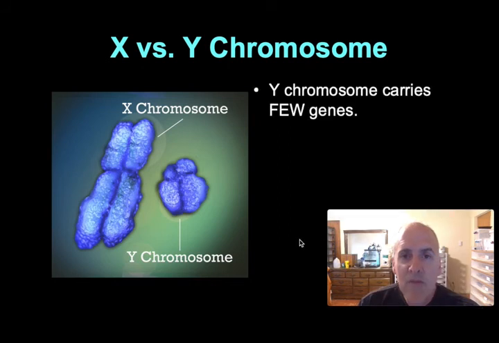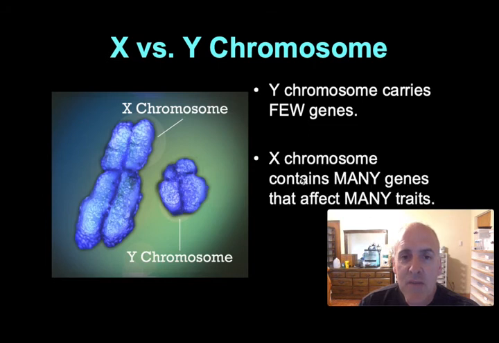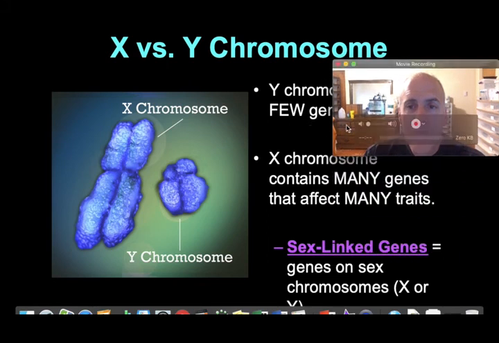Y chromosomes carry few genes. They're not very big. There's not a lot of room for a lot of genes. The X chromosomes are quite large and have many genes that affect many different traits. Sex-linked genes are genes that are found on these chromosomes, the X or the Y.